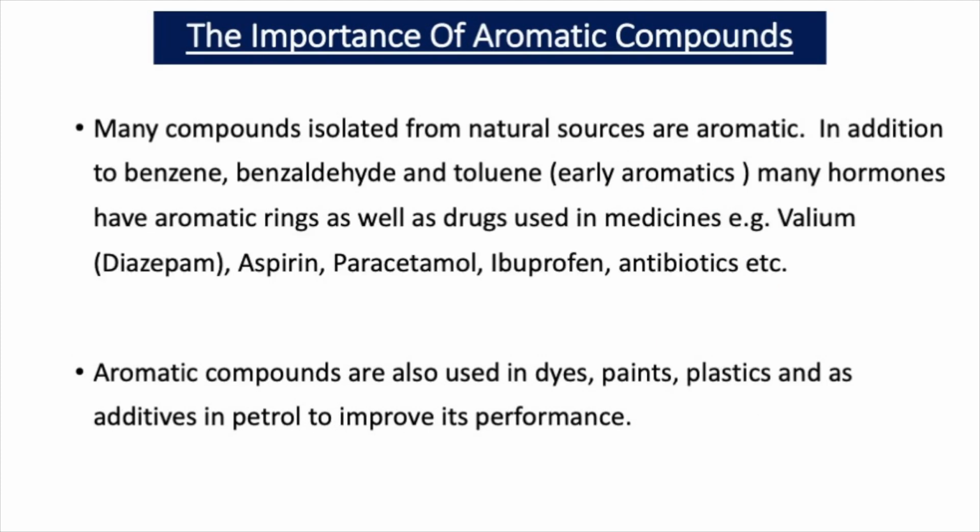Now, before we talk about the bonding and structure of benzene, it's important to discuss the importance of aromatic compounds in biological systems, in industry, in medicine, etc. So in terms of biological systems, you will find that many hormones have aromatic rings, and in medicine, many drugs such as Valium, aspirin, paracetamol, ibuprofen, antibiotics, etc. all are aromatic in nature. In addition to this, aromatic compounds are also used in dyes, paints, plastics, and as additives in petrol to improve its performance.